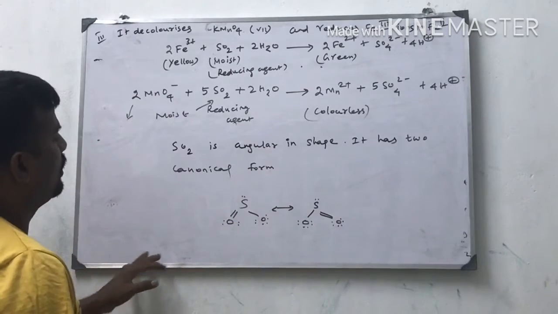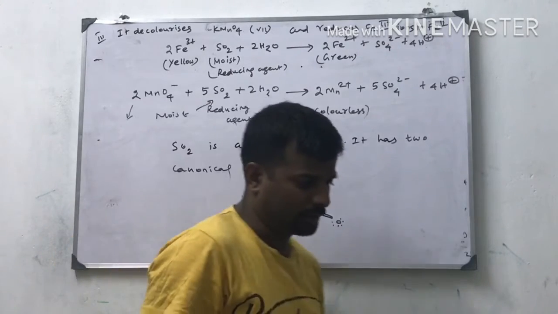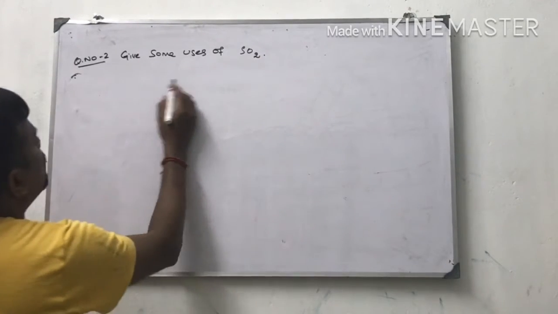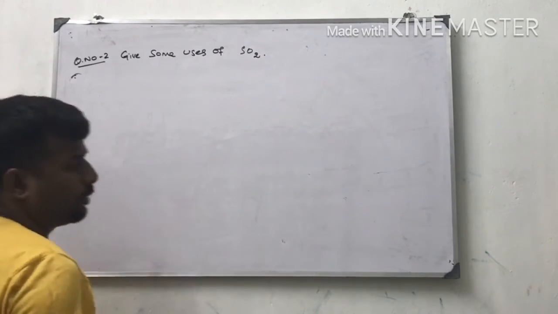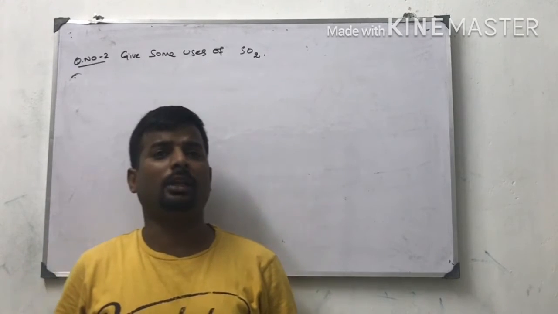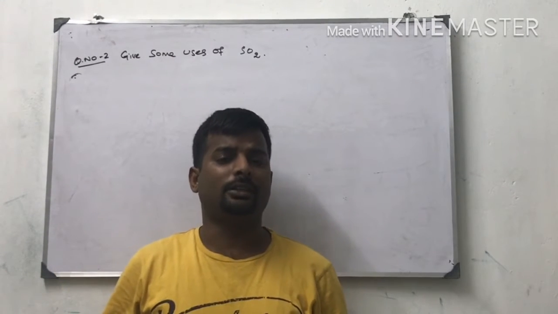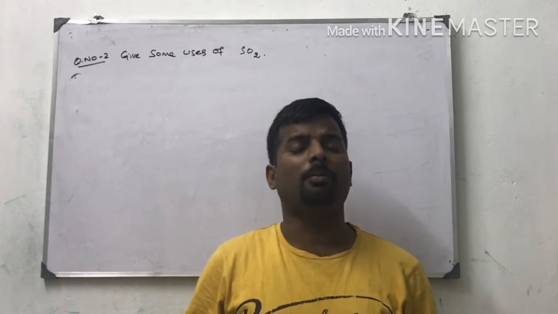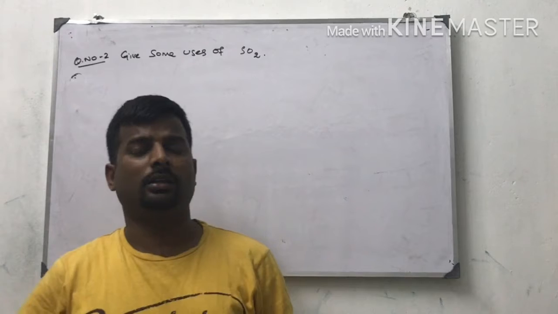This is the structure of sulfur dioxide. Give some uses of sulfur dioxide. Second question. Sulfur dioxide is an important industrial chemical. It is angular in shape. It is a poisonous, irritating, pungent smelling gas.